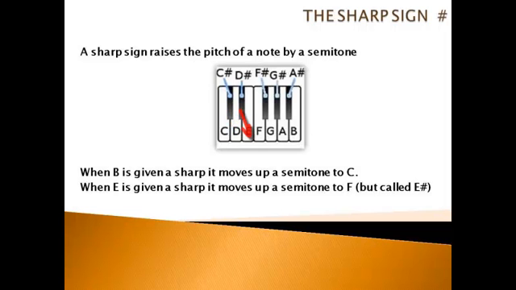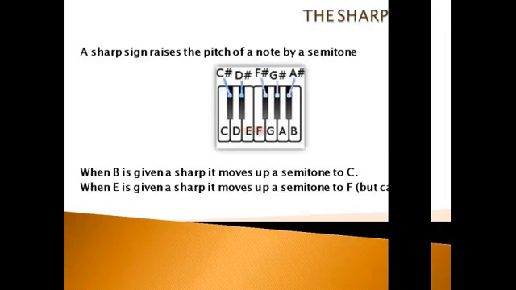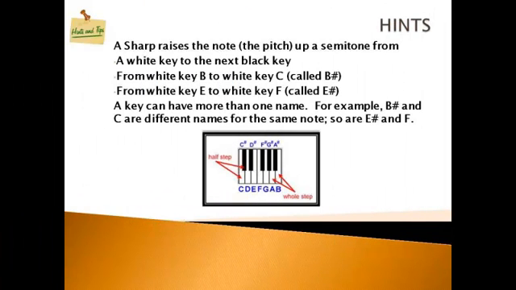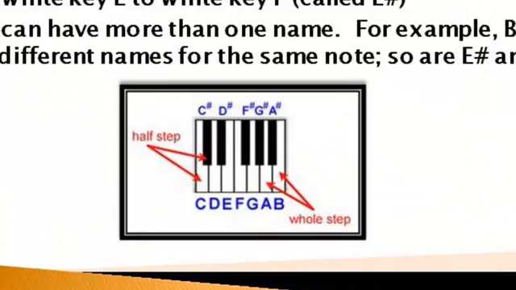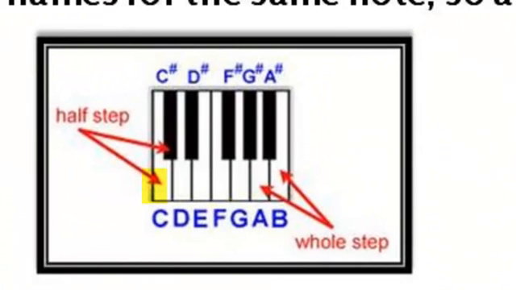When you have B sharp, you're going to play B sharp on C, because B sharp is a semitone above B, which is C. E sharp, you would move up a semitone to F, but it's still called E sharp. Keep in mind when you're working with sharps that a sharp is going to raise the pitch up a semitone from a white key to a black key, or from B to B sharp, which is a white key to a white key, or from E to E sharp, which is from a white key to a white key.